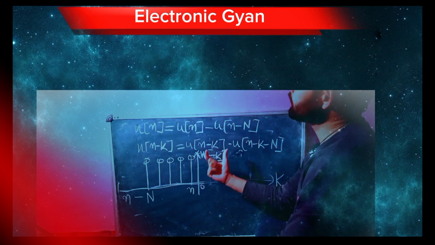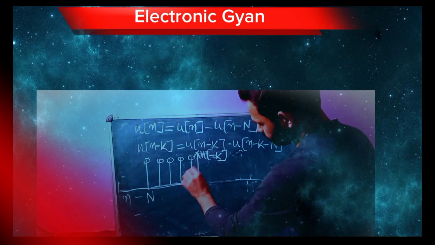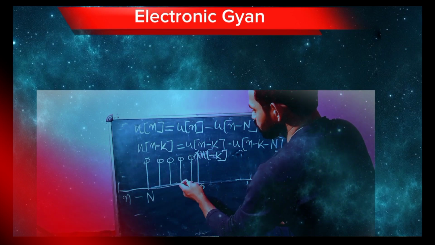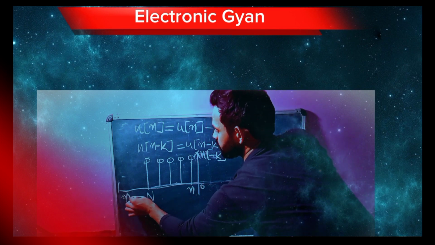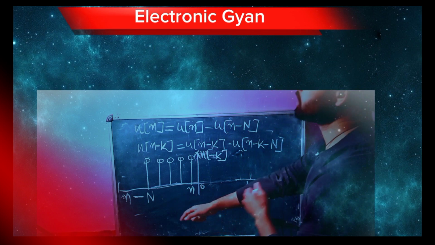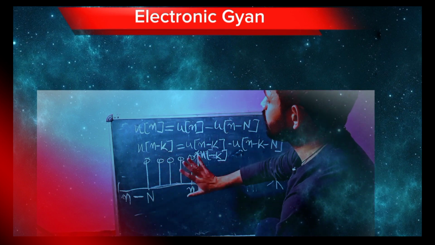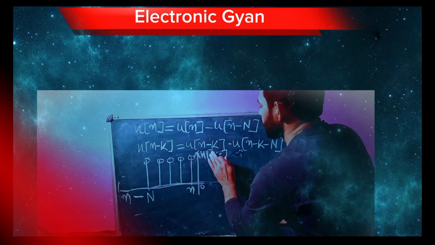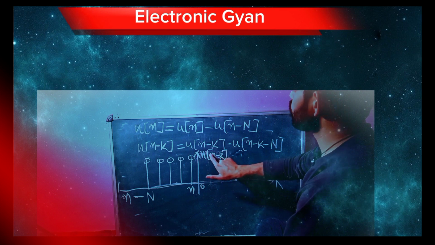Then after that, shift that signal by an amount of minus n. So then it will come like this. It will range from minus capital N plus n to n. This is how we plot x of n minus k. This is the final for x of n minus k.